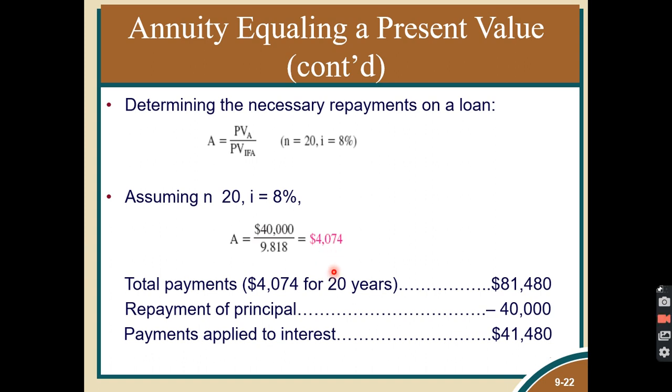Okay, so if you're going to look for the total payments, that's basically this cash flow multiplied by 20 years, and this is going to be your total cash flow. Minus the principal amount, which is 40,000, then the amount that you paid in relation to interest is actually 41,480. Okay, so that is how this computation works out. So this computation is relevant if you want to determine, number one, your total payments, and number two, the total interest payments in relation to your loan.